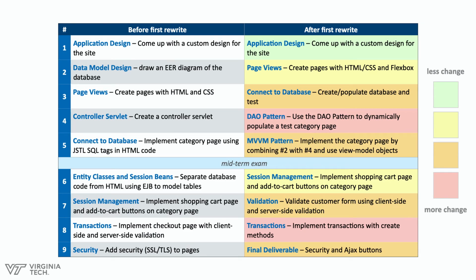This table gives a rough overview of how much the individual modules and assignments changed after the first rewrite. Keep in mind that most modules are a week long, and all of the modules have an assignment that contributes to the overall project. Before the class began that second semester, we had about half of the revisions complete.